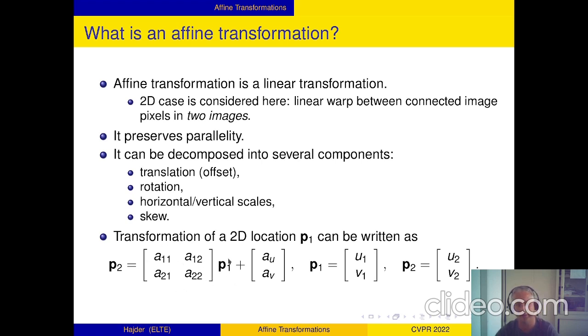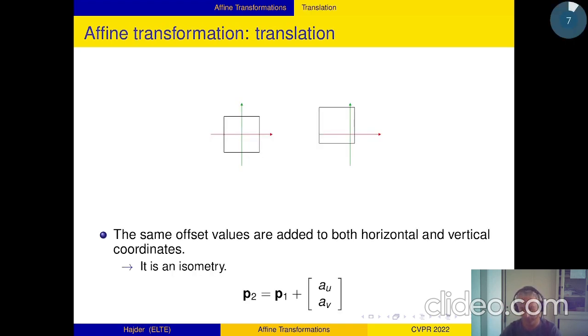So P1 is a two-dimensional coordinate. It can be multiplied by a 2 by 2 linear matrix. This is the linear part of the affine transformation, and then an offset is added to the result. So this AU and AV gives the offset vector, which is a two-dimensional vector.